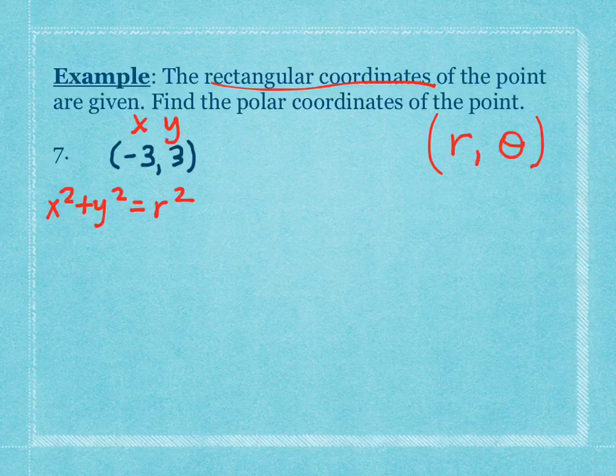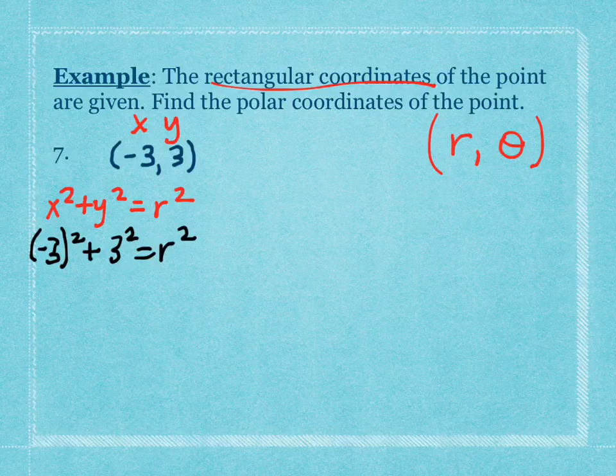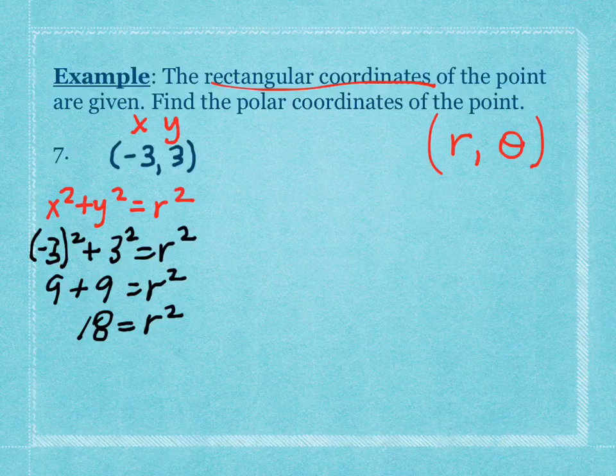And x is -3. Make sure you understand that it's the negative that's also squared there. It's not just negative and then 3 squared. It's -3, quantity squared. Plus, and then I have 3 squared for y equals r squared. So what is -3 squared? 9. And 3 squared? 9. And then I'm supposed to add them, so I get 18.